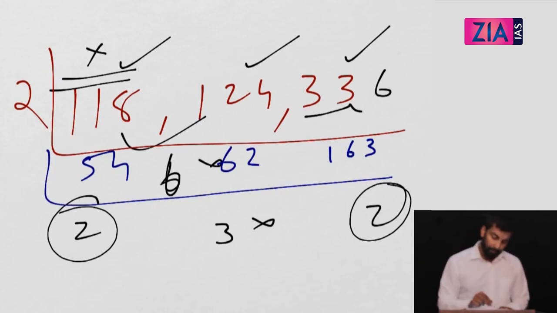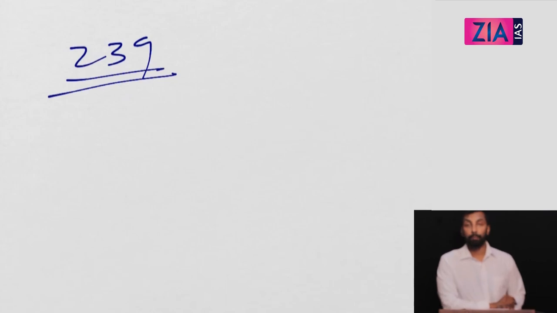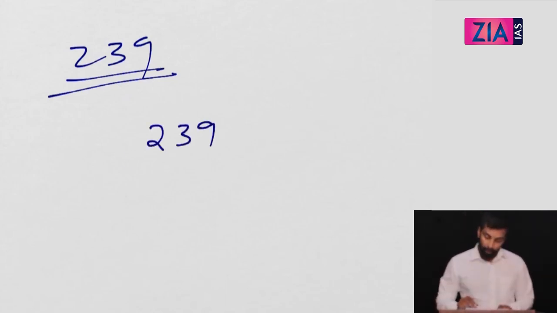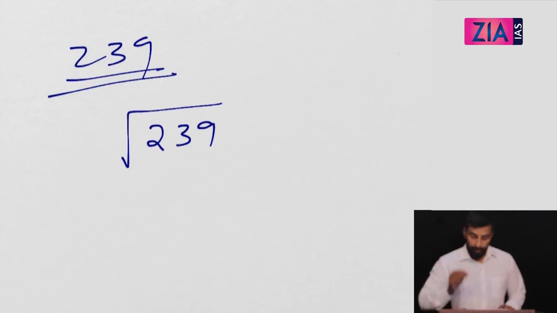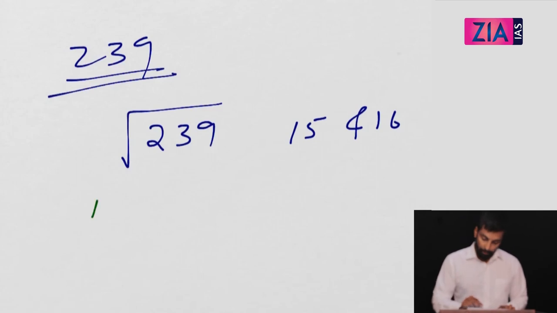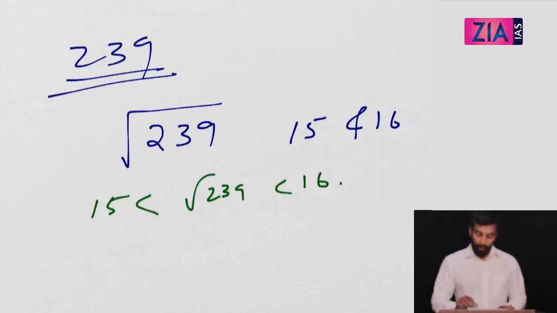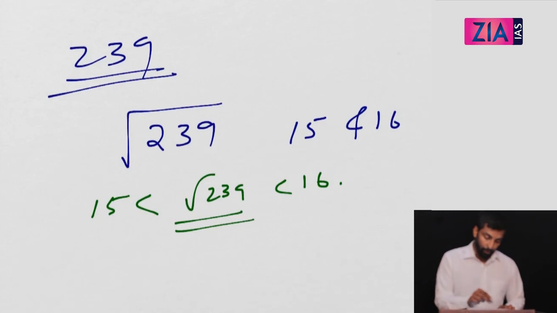Now one more thing I will tell you. In case you need to check whether a number is prime or not, you may get questions like how to check whether the given number is prime or not. If you need to check 239, how will you check? What you need to do is take the approximate root of 239. You know 225 is the square of 15, 256 is the square of 16. So root 239 lies between 15 and 16. That's what you know, right?